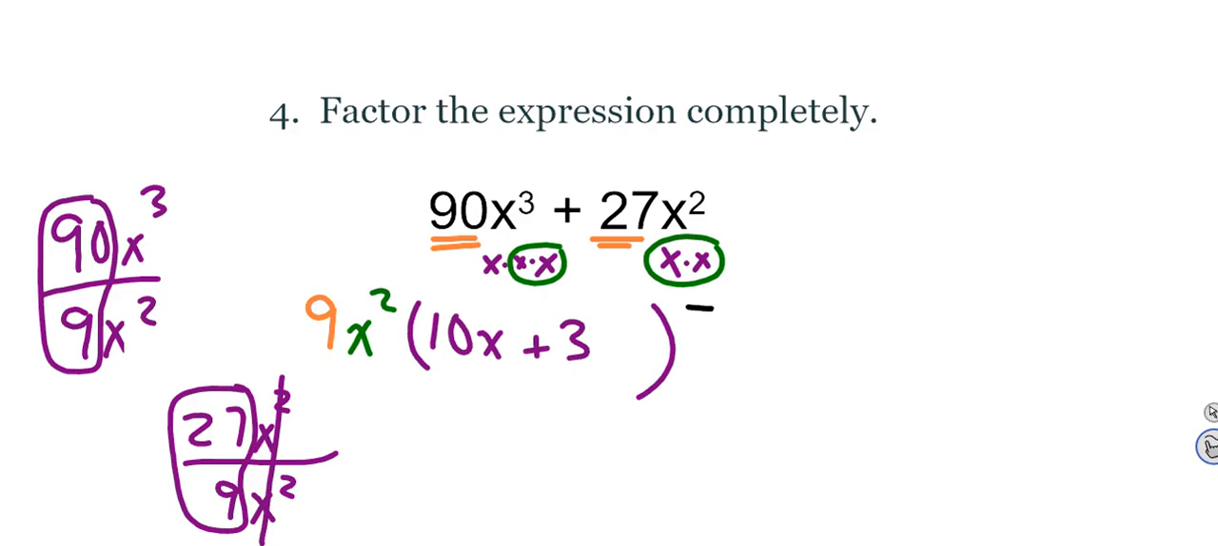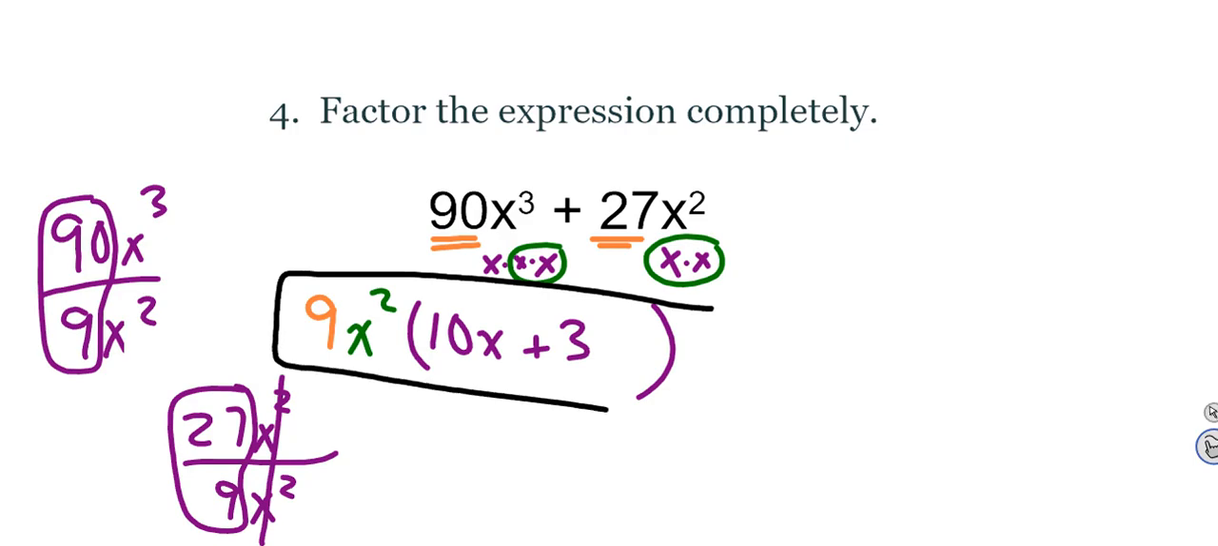So here we go. This is our answer. And if we did this distributive property, we'd end up right back with the problem that we started with. Once again, these two things are the same thing. They mean the same thing. It's just our answer is in factored form, and that's important.